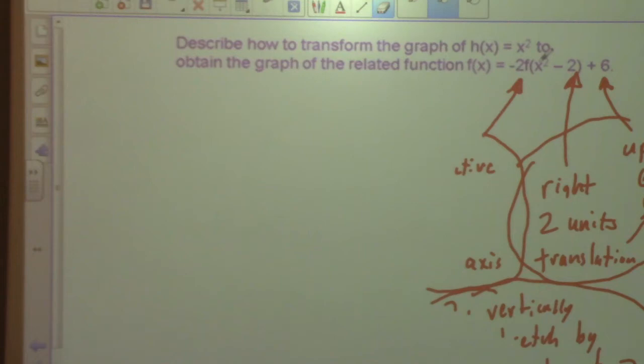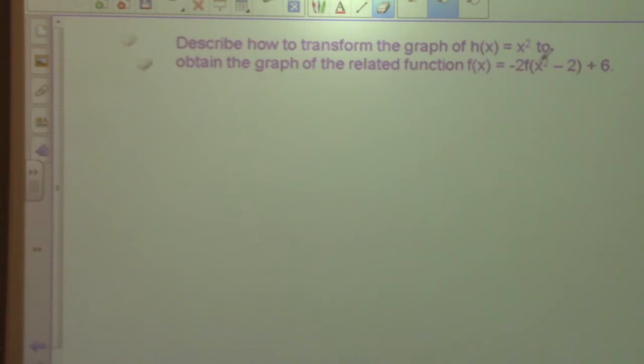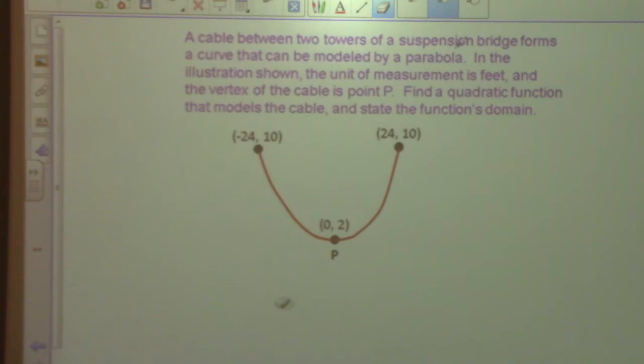Next. Gotta erase this. Okay, now, here, we have a cable between two towers of a suspension bridge forms a curve that can be modeled by a parabola. In the illustration shown, the unit of measurement is feet, the vertex of the cable is point P. Find the quadratic function that models the cable and state the function's domain.